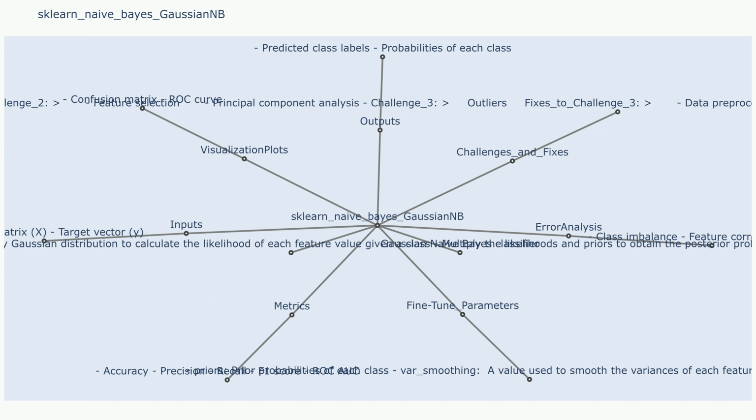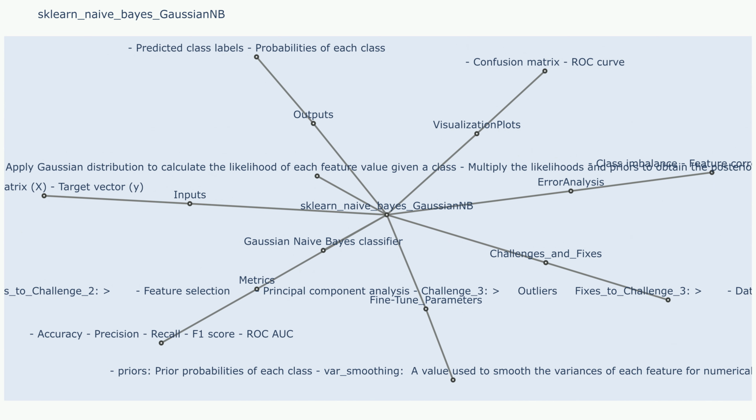Prediction for a new sample. The model calculates the probability of that sample belonging to each class based on the learned distributions of features. The class with the highest probability is chosen as the prediction.